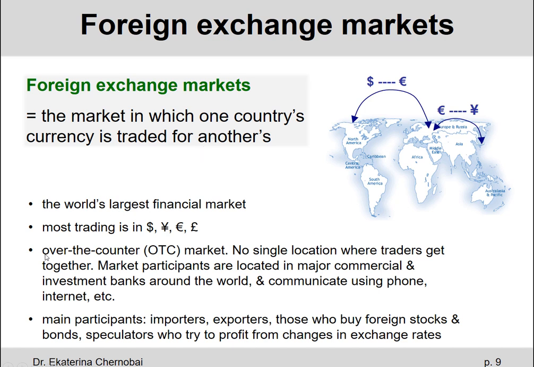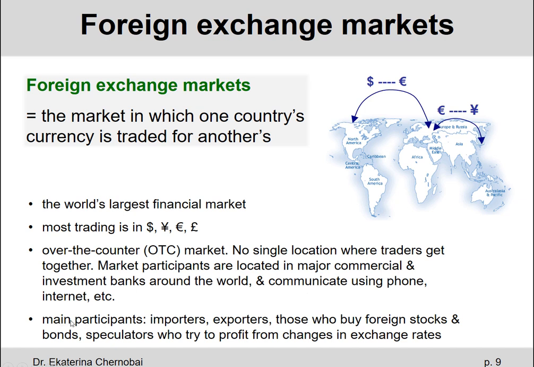It's more like what is known as the over-the-counter OTC market. There is no single location where traders get together. The market participants, who are the market participants? Who are the traders of currencies? They are commercial and investment banks around the world.